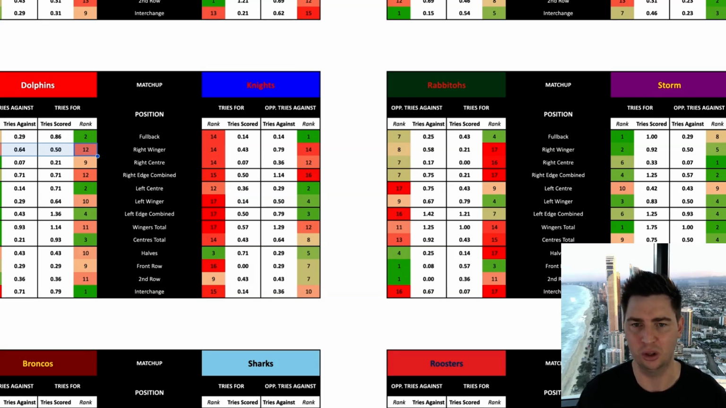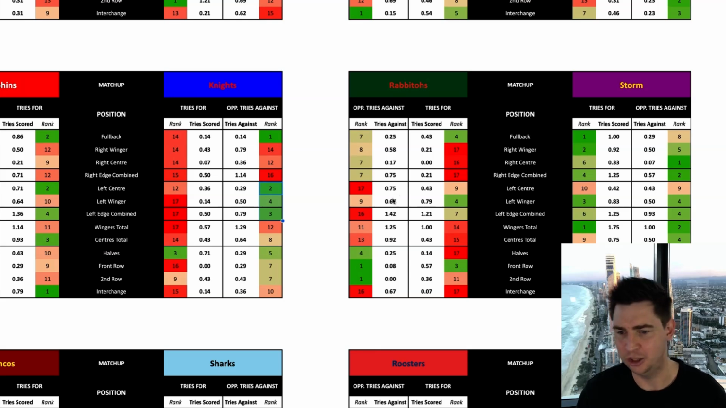And Newcastle are the worst attacking side. So if you're backing try scorers on the Knights this week, you want to be very confident. And for me, yeah, they may go to the right a little bit more. That brings Dom Young into play. He's probably your most likely try scorer. The Dolphins defend the other side of the field extremely well. Newcastle don't even score over there as it is. But I don't want to be involved in that at this stage.